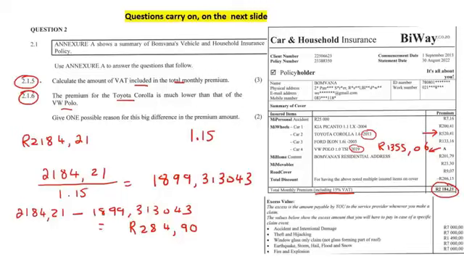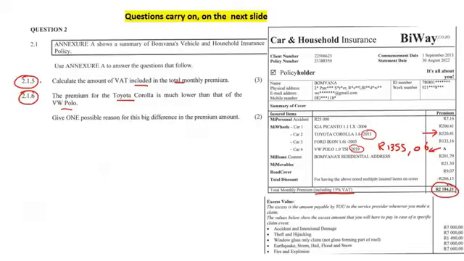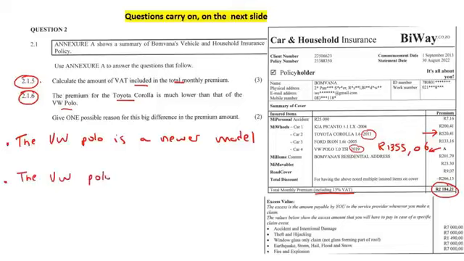Okay? So let's write down some of the possible answers. You could say that the VW Polo is a newer model. So that means it would be worth more money, right? Okay, so that's the one option. Another option is, you only have to choose one of these. You don't have to write all of them. It's only for 2 marks. You could say that the VW Polo is a high-risk vehicle. And that's where we were talking about the hijacking and all of that.